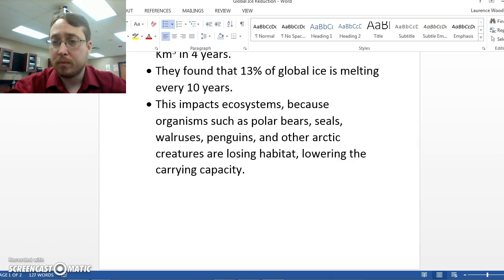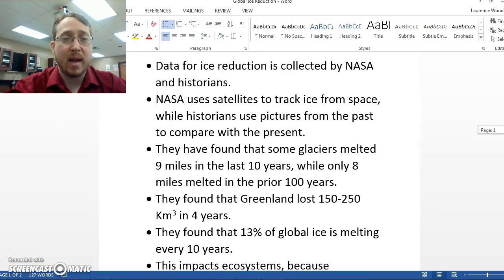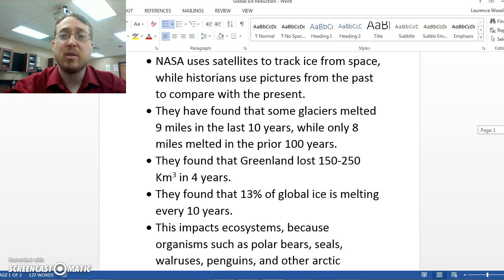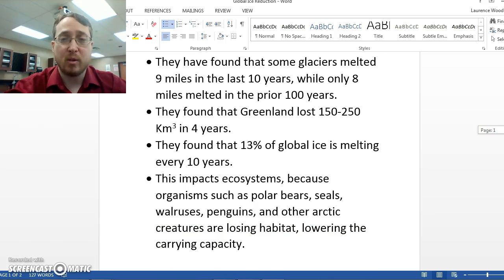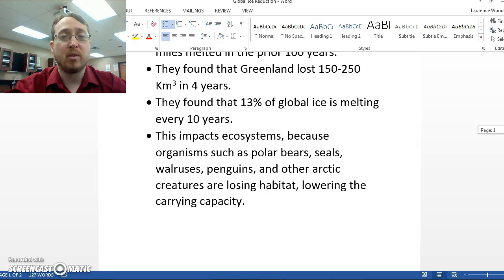So let's review. Data found for ice reduction is primarily collected by NASA and historians. NASA uses satellites to track ice from space, while historians use pictures from the past to compare with the present. They have found that some glaciers melted 9 miles in the last 10 years, while only 8 miles melted in the prior 100 years. They found that Greenland lost 150 to 250 kilometers cubed of ice in 4 years, and they found that 13% of global ice is melting every 10 years.